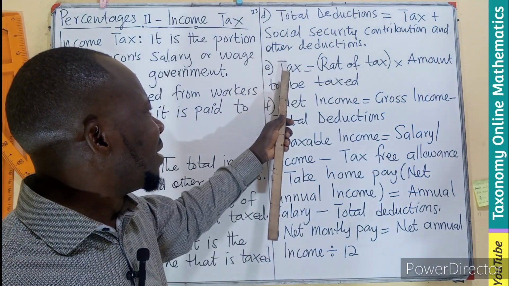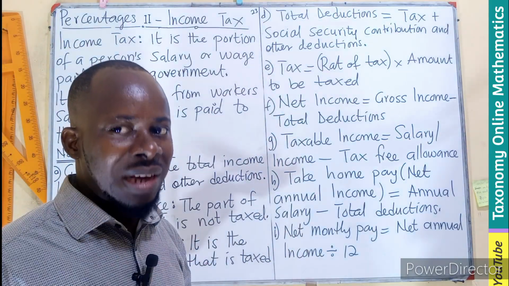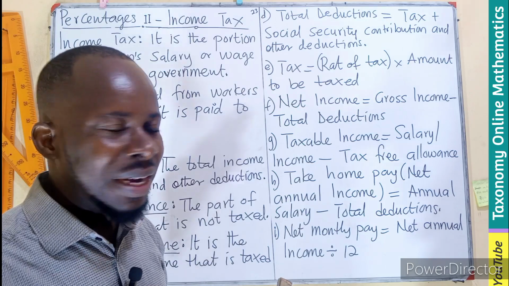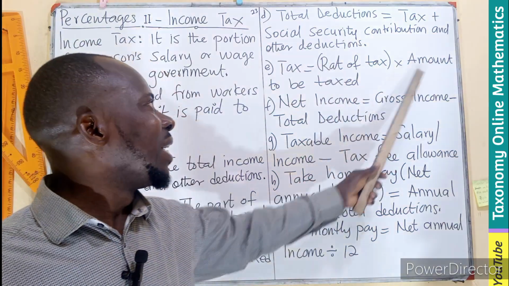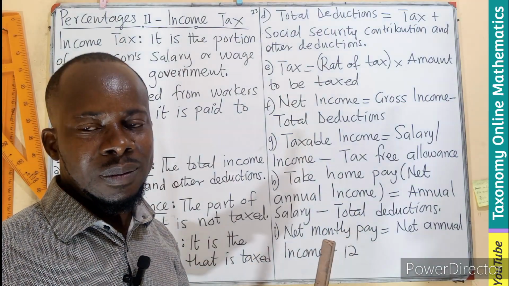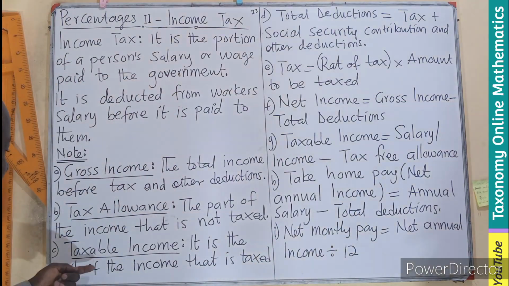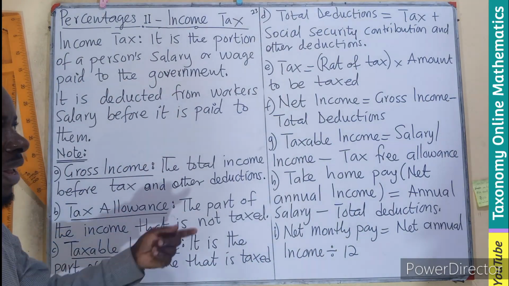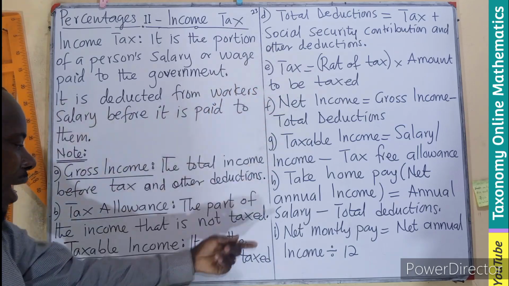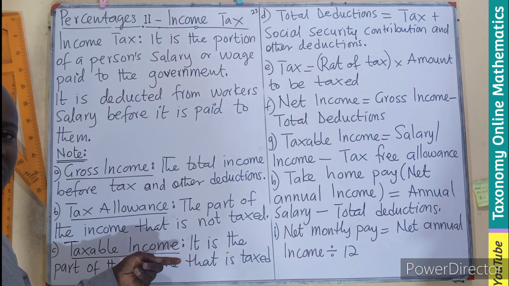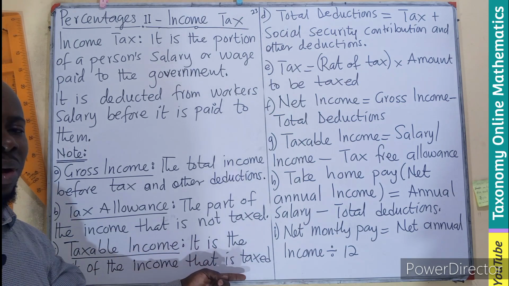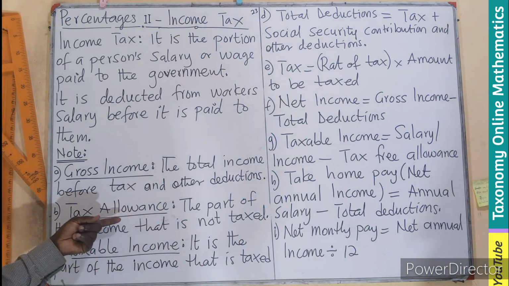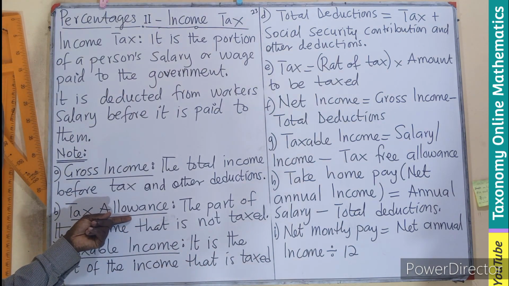Now, what is a tax itself? Mathematically, not by definition, it is just the rate of tax multiplied by the amount to be taxed. Which amount? The taxable income. So what is the rate of tax? Then what is your taxable income? The taxable income is just the part of the income that we are going to tax, after the part that is not going to be taxed is taken away.